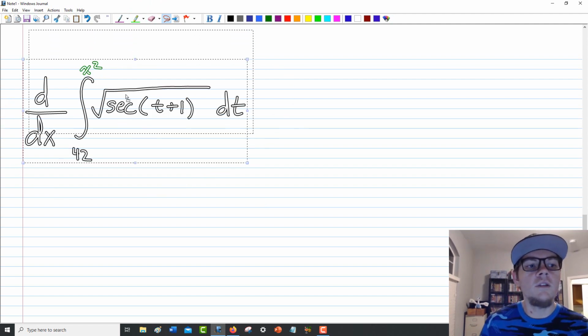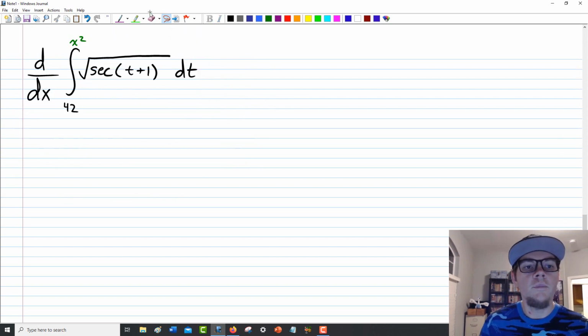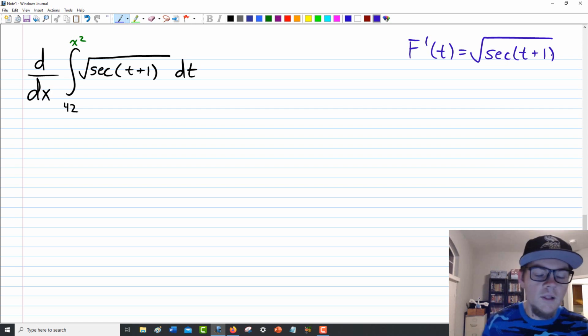Because suddenly we're not going to be introducing an x into our problem, we're going to be introducing an x squared. So here's what this would look like. We can basically keep the exact same work as before. I'm going to pretend there's a function, I'll call it capital F prime of t. And that capital F prime of t is going to be equal to the square root of secant of t plus 1. So we're just making it up because we don't know what it is. We don't need to know.